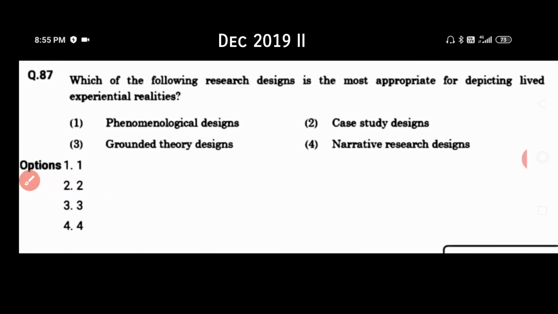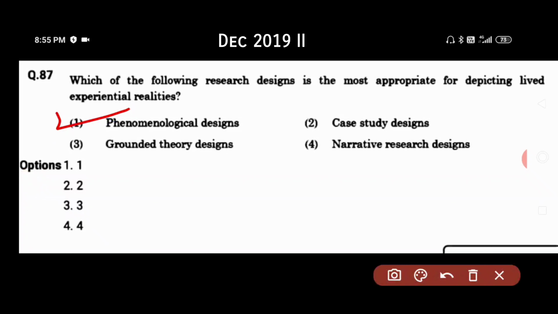Which of the following research designs is the most appropriate for depicting lived experiential realities? So remember, phenomenology talks about the lived experience of an individual. So I think you already know the answer. It is phenomenological designs.